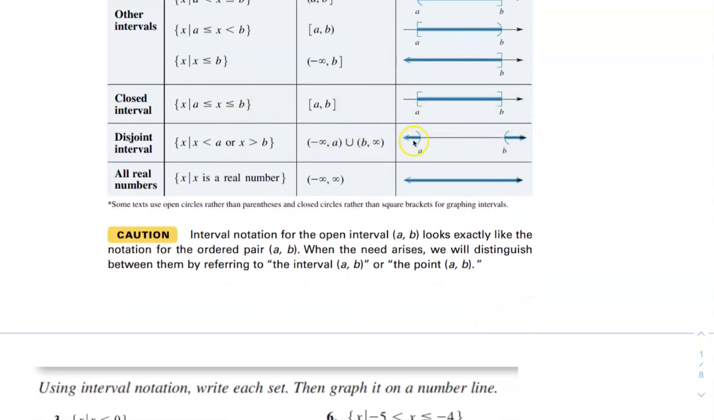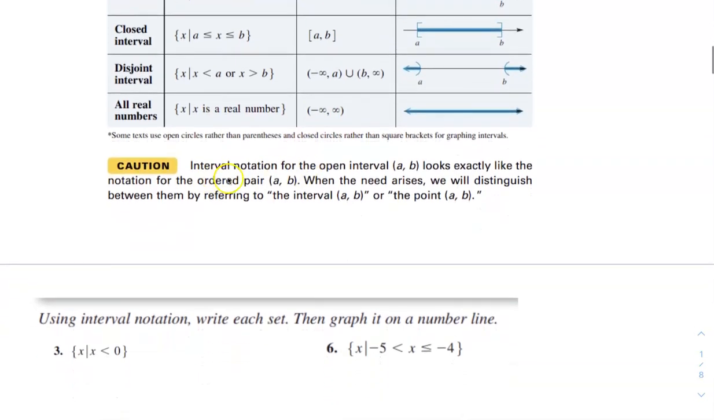This one's an OR statement. You see that they're not connected. So you're less than A or you're greater than B. And you just write that in set builder notation. And if you can be any number, -infinity to positive infinity, you just write x is a real number. It can be anything.